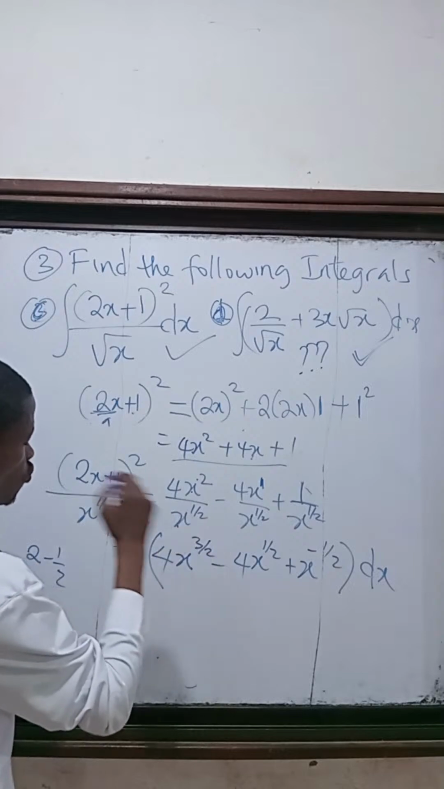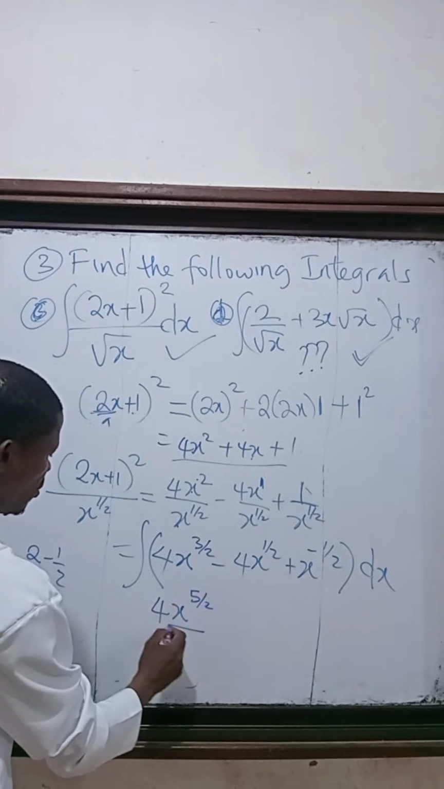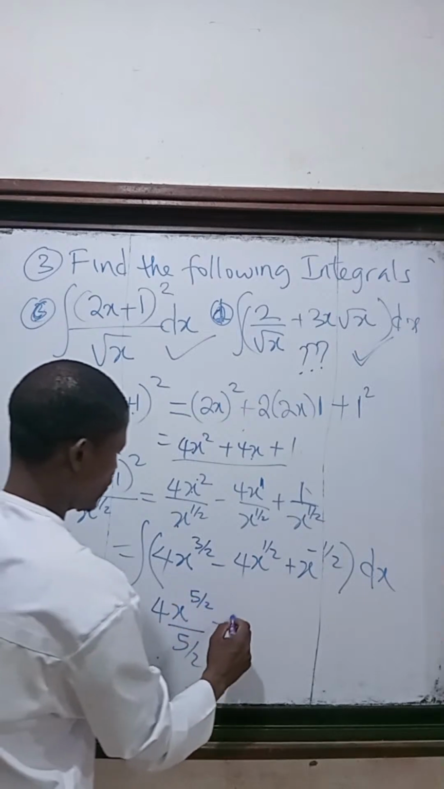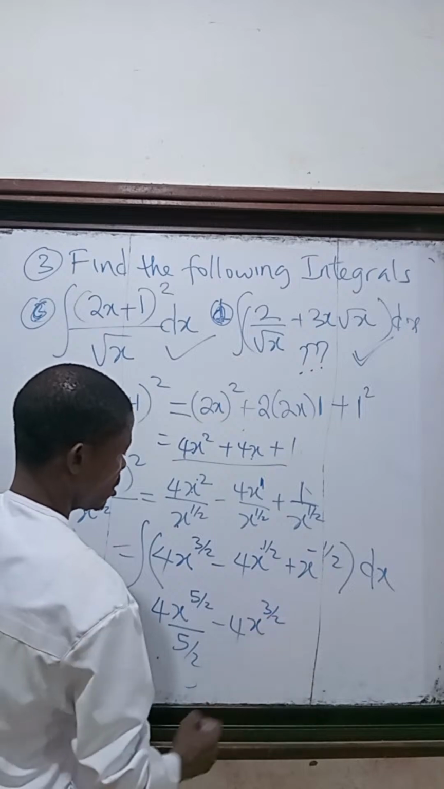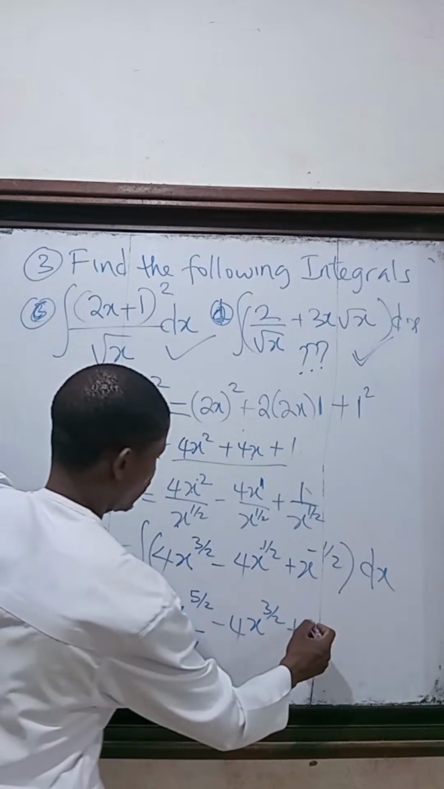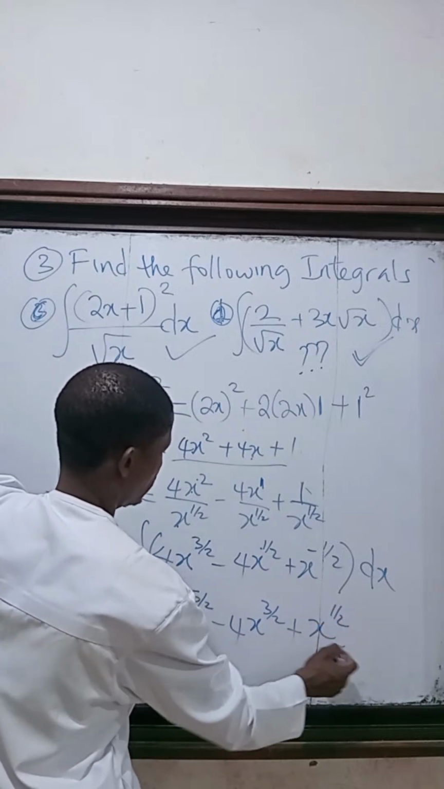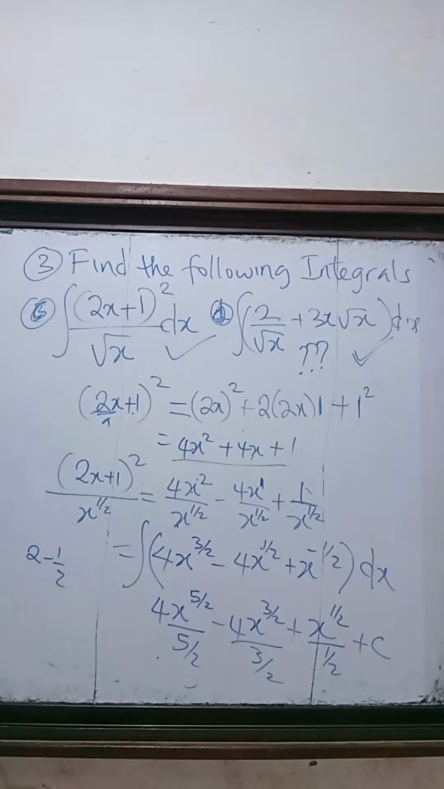So that will be 3 over 2 plus 1. Plus 1, that will be 4x to the power 5 over 2, over what? 5 over 2, minus 4. 1 over 2 plus 1, that's 4x to the power 3 over 2, and then plus x to the power minus half plus 1, that's x to the power half over half, plus c. Don't forget that 3 over 2. Okay, so that's what we have achieved now. You just need to do the algebra.